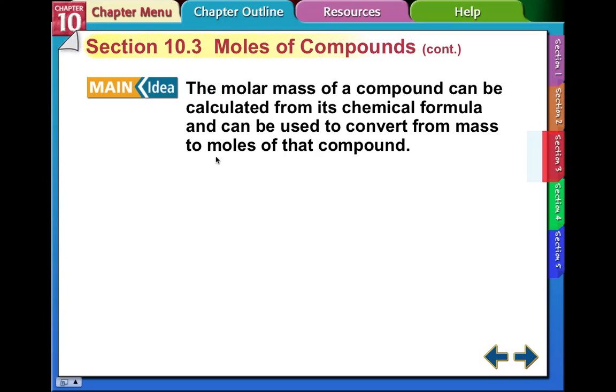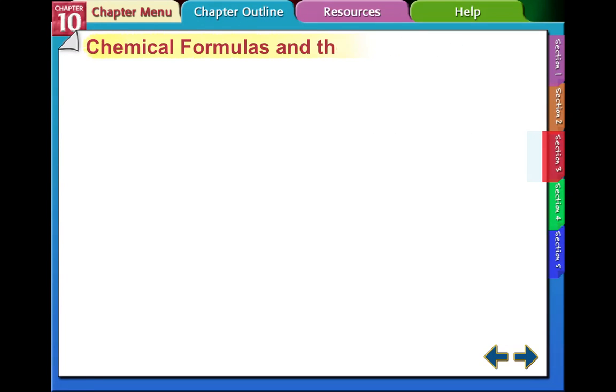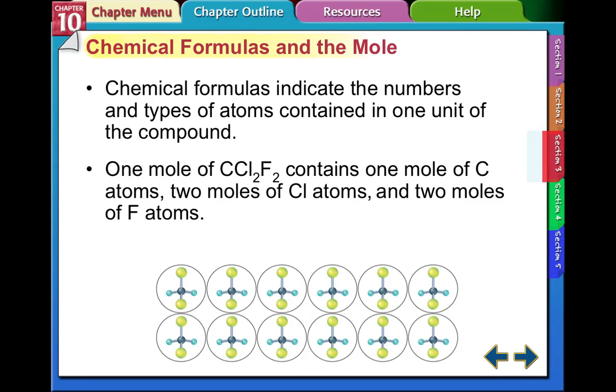The main idea for this section: the molar mass of a compound can be calculated from its chemical formula and can be used to convert from mass to moles of that compound. Chemical formulas indicate the number and types of atoms contained in 1 unit of the compound. So if we have 1 mole of CCl2F2, we have 1 atom of carbon, 2 atoms of chlorine, and 2 atoms of fluorine.